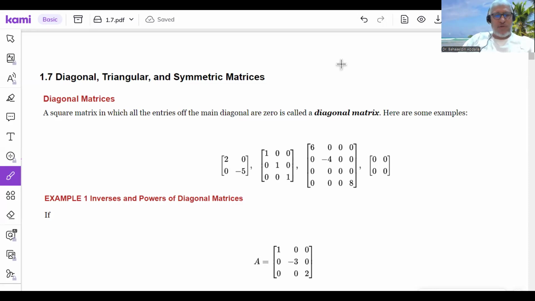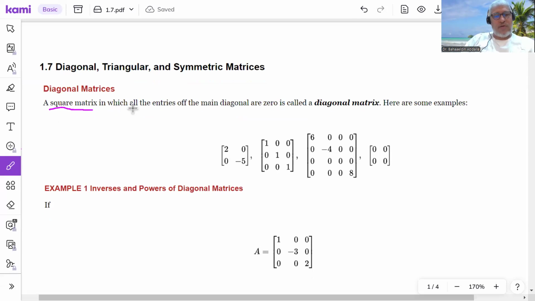This is section 1.7, and it's about some types of matrices: diagonal matrices, triangular matrices, and symmetric matrices. So, what are diagonal matrices? A square matrix in which all the entries off the main diagonal are zero.